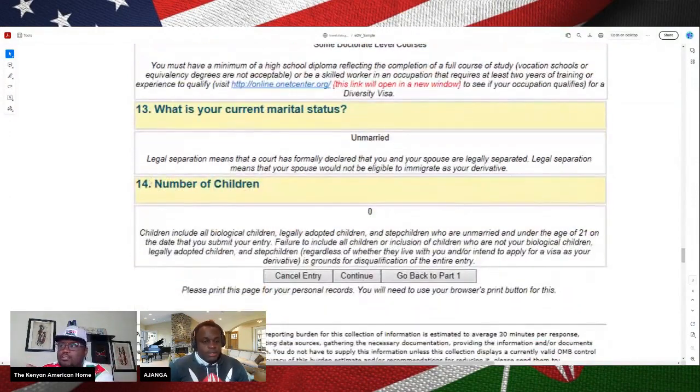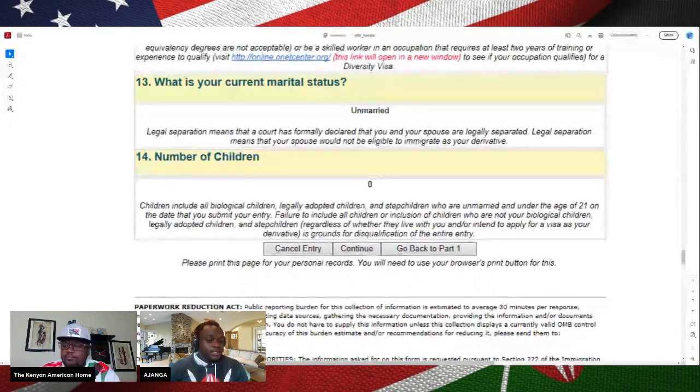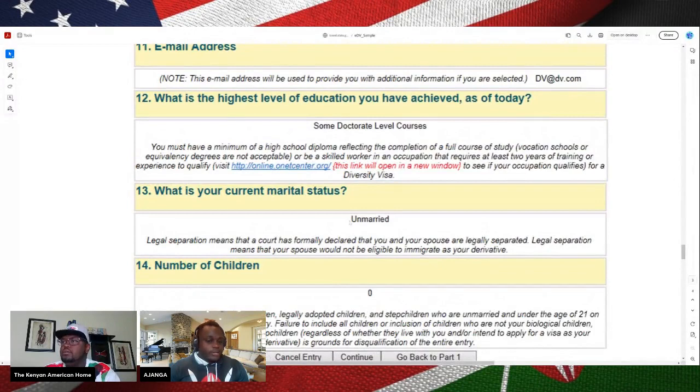If you put the number of kids, like you say two, another page will open where you can put in the information for your kids. For your derivatives, it will just ask you for the names, date of birth, place of birth, and the passport photo. Then it goes to the next one.